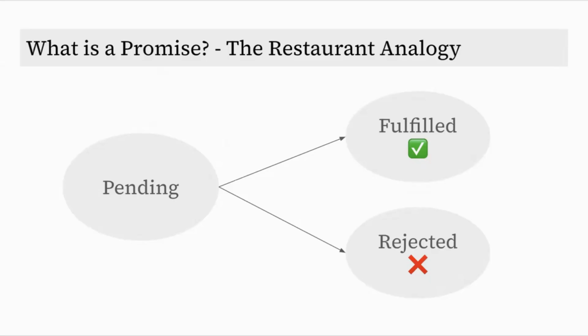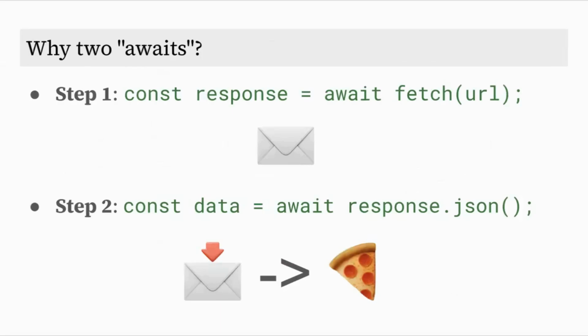Once we get a successful promise, we are ready to see what's inside. But here is the most common trap for beginners like me, the two-step handshake. So, what does await mean? At first I asked, why do I need to use the keyword await twice?